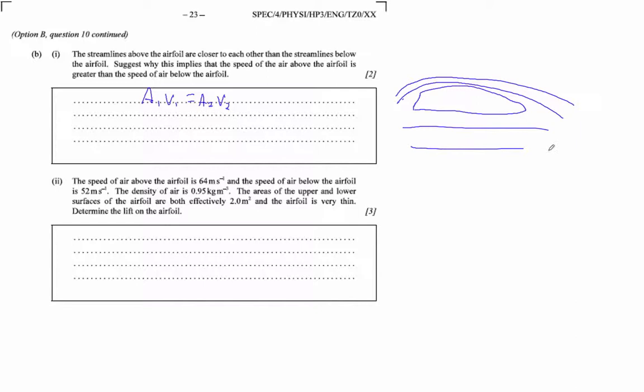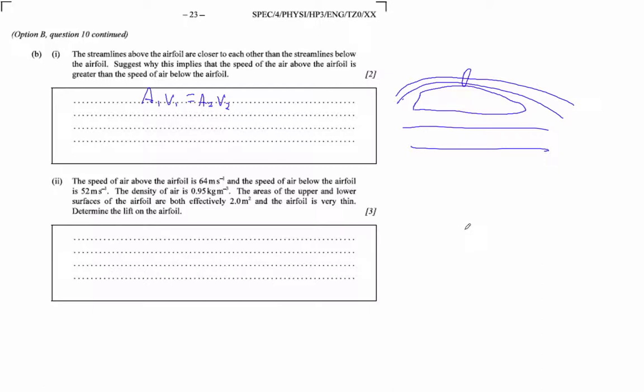And then it says the streamlines above the airfoil are closer to each other than the streamlines below. Suggest why this implies that the speed of the air above the airfoil is greater than the speed of the air below the airfoil. Well, we want to talk about area 1 V1 equals area 2 V2, right? In that airfoil, how it's curved like that, the streamlines above are closer together, whereas below they're further apart.